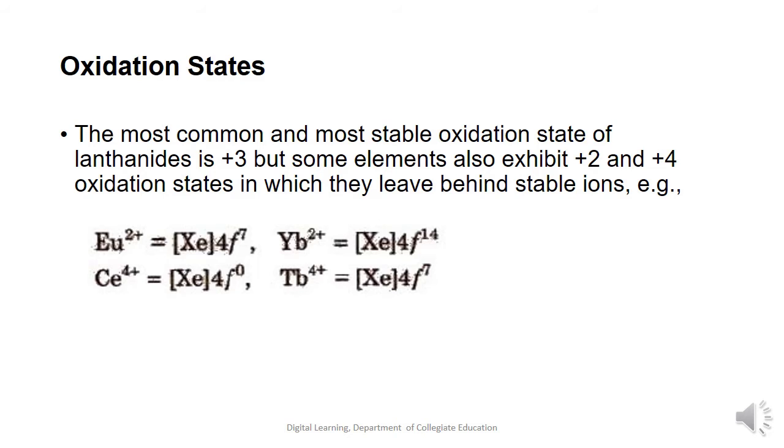Similarly, in the +2 oxidation state, ytterbium donates 2 electrons from the 6s orbital. In ytterbium 2+, the 4f orbitals are completely filled, that is 4f14 configuration, which is more stable. Therefore, europium and ytterbium show +2 oxidation states.